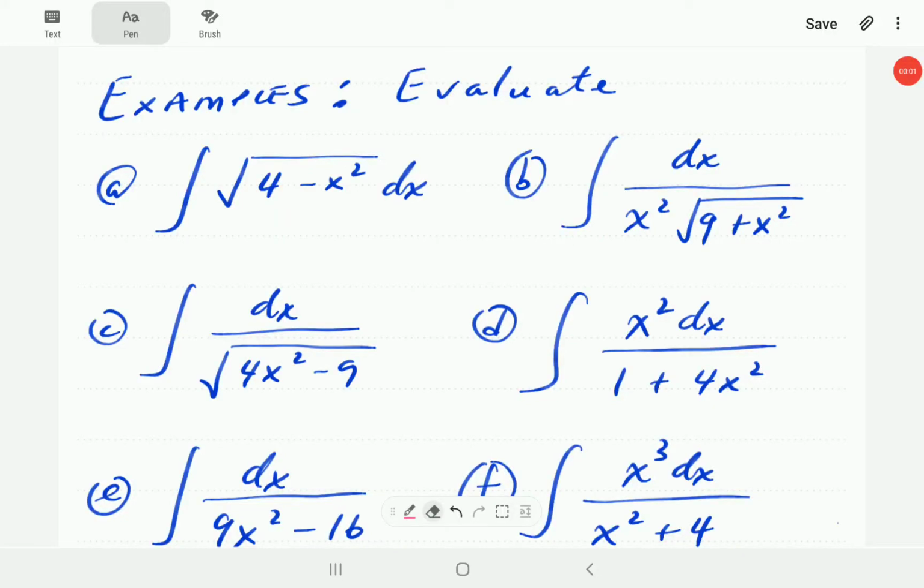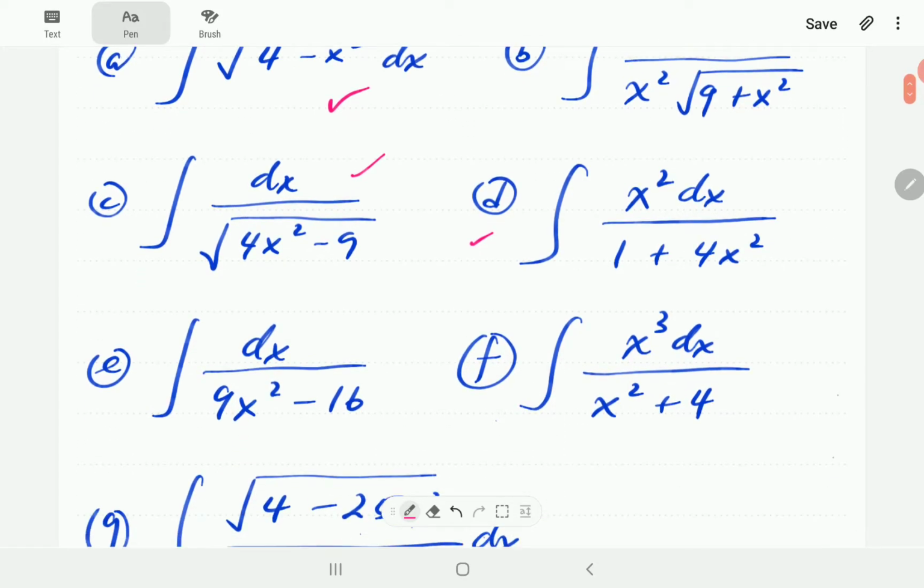Okay, in this video we continue working through some integration examples that require trigonometric substitution. In part 1 we worked through example A. In part 2 we have done B and C. In this video we're going to start with D.